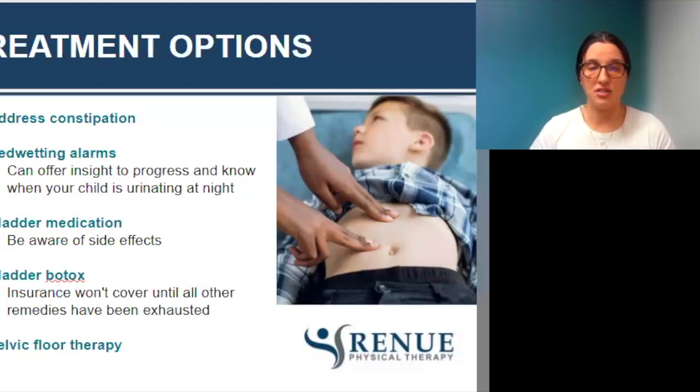Some of the medications, like we talked about, will mimic the hormone that makes the bladder produce less urine. There are also other ones that calm bladder overactivity and bladder spasming. Bladder Botox is also an option, but that's kind of a last resort. Insurance won't cover it until all other remedies have been exhausted. And then pelvic floor therapy, which we will go over in a few slides.